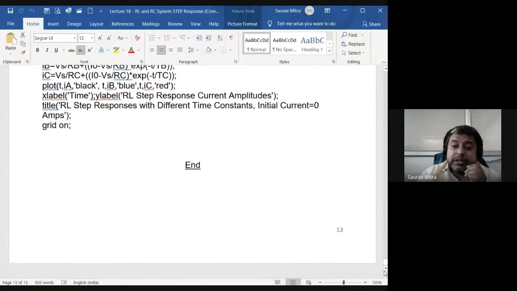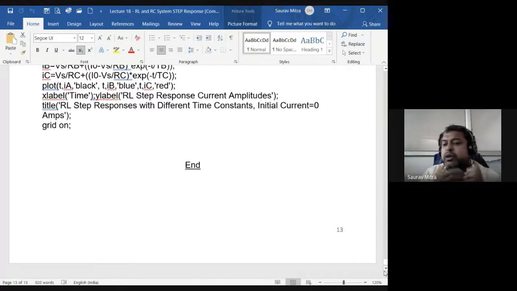So what can be the question? Two 10-mark questions I have already done. The first question was done yesterday: explain the natural response of the RL circuit and the RC circuit. So you have to write the equation and graph for both. Today we have done another 10-mark question: explain the step response of the RL circuit and the RC circuit. So the RL circuit is for 5 marks, and the RC circuit is for 5 marks.